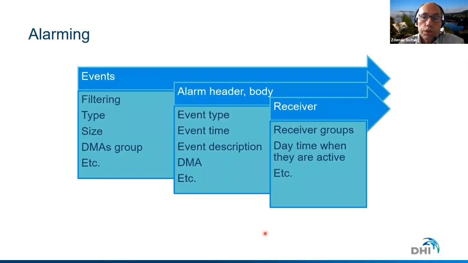The common approach is to provide alarms on selected events by email messages. However, the requirements for alarming are again very individual. Therefore, the tool shall allow advanced filtering by district metered areas, by district metered area groups, by event type, by event value, etc. It shall allow definition of the alarm header and body, where you can write whatever, composed from text but also from values from the database. And the selected alarm shall be addressed to the appropriate receivers and their groups.